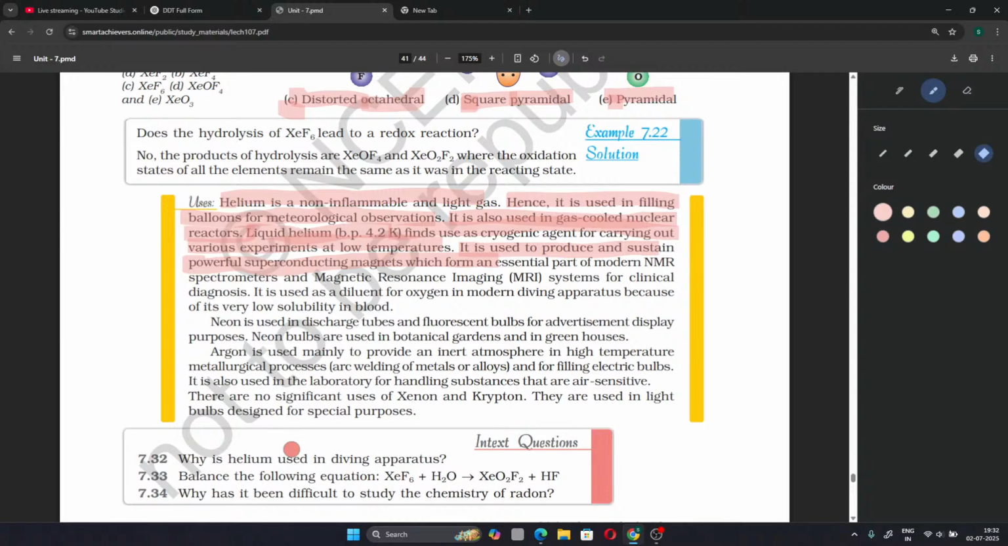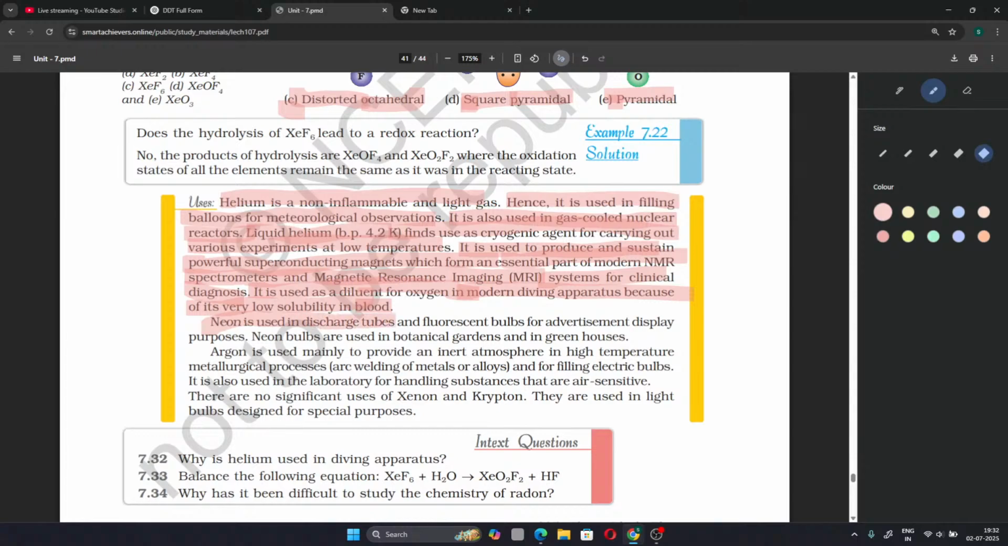Superconductors can exist only at extremely low temperatures. Because of this, liquid helium is used for superconducting magnets, which form an essential part of modern NMR spectrometers and magnetic resonance imaging (MRI) systems for clinical diagnosis. It is used as a diluent for oxygen in modern diving apparatus because of its very low solubility in blood.